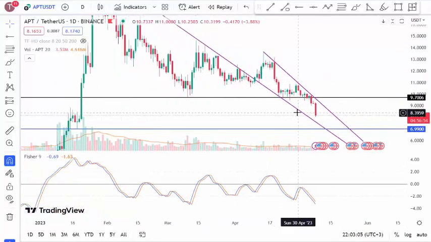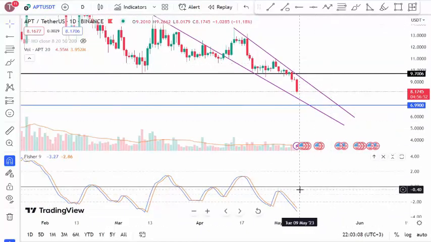Let's start analyzing our indicators after closing the moving averages. Currently, Fisher is still indicating a downward trend.